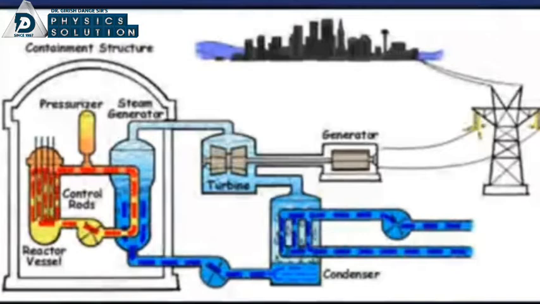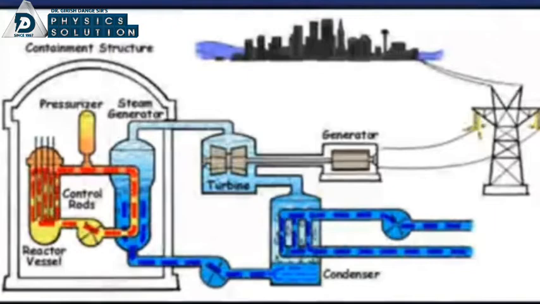Nuclear power reactors in India are Tarapur in Maharashtra, Rana Pratap Sagar in Rajasthan, Kalpakkam in Tamil Nadu, Narora in UP, Kakrapar in Gujarat, and Kaiga in Karnataka.